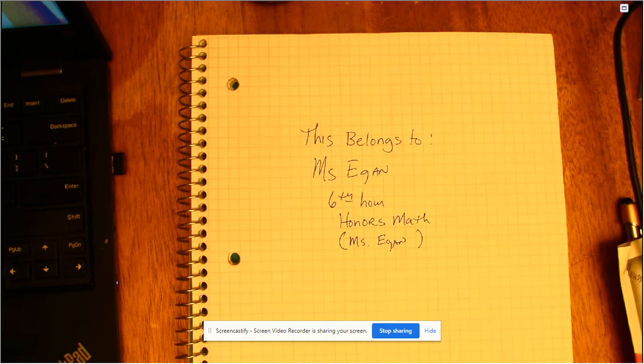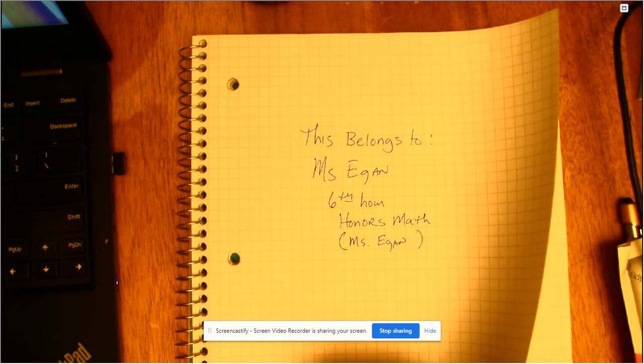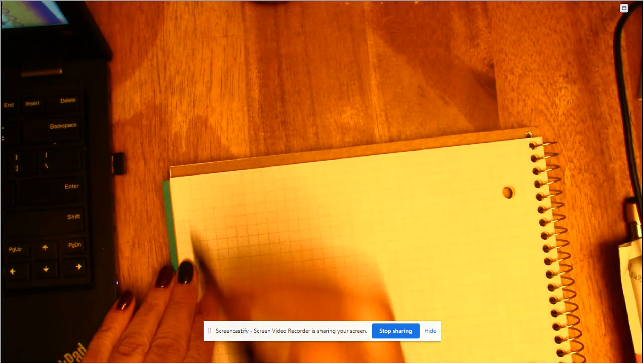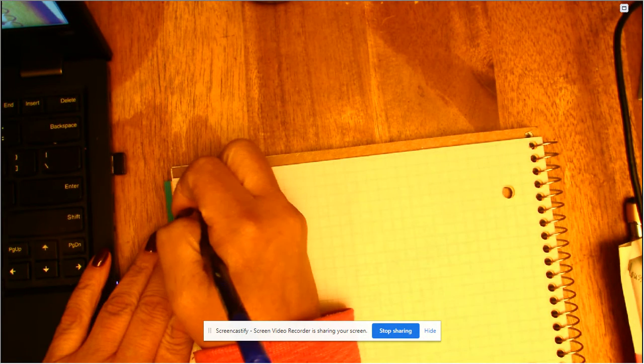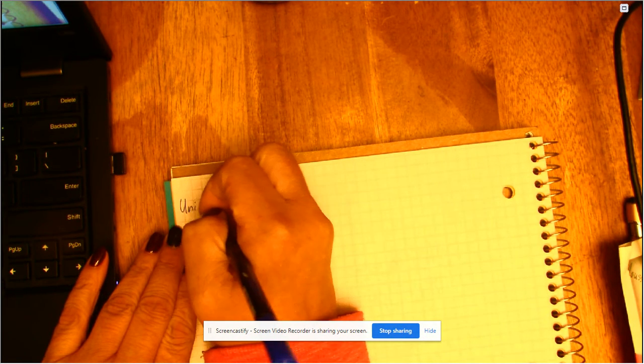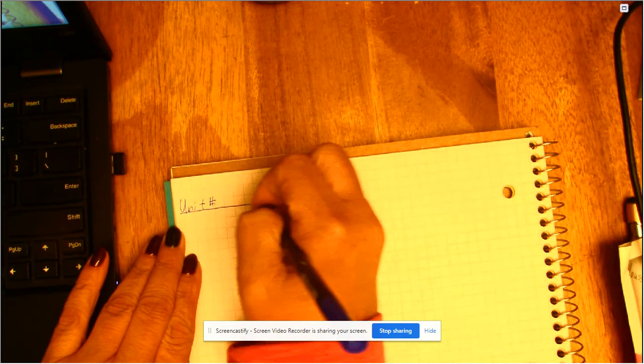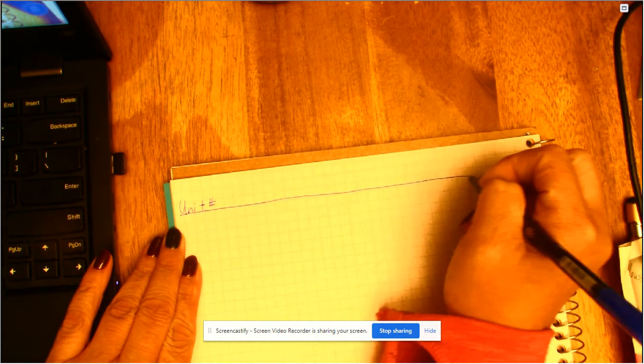Now in our book, we want to keep track of what notes we're taking and what page they're on. So on this next page, and actually these 2 pages and the 2 pages after that, we're going to make those our table of contents, or what I like to call the TOC. So we're going to want to put the unit number that we're in. Draw this all the way across.